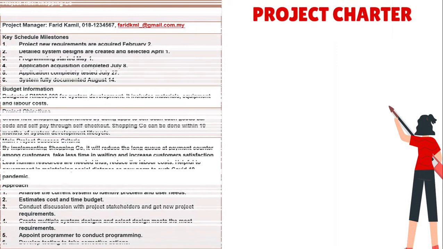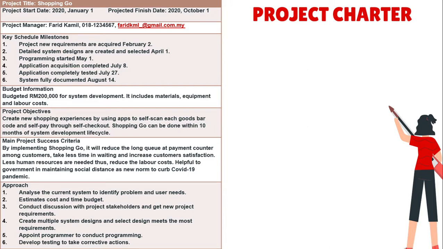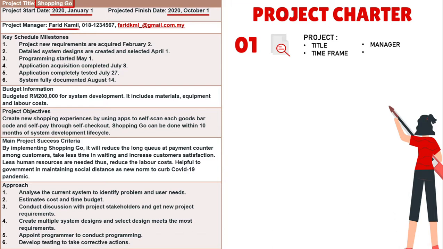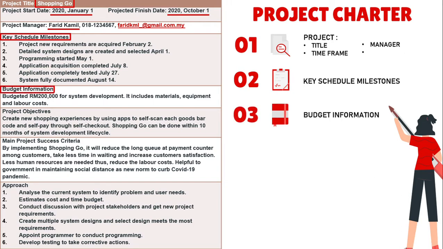Basically, our project charter consists of 6 main elements. First, for project details, our project title is Shopping Go. The time frame is within 10 months, starting on 1st January until 1st October 2020. And we have selected our project manager to lead the overall process, which is Encik Farid Kamil. Second, the key schedule milestones as the tools to track our progress and ensure that we meet our 10 months time frame goals. Third, the budget information, which is we are budgeting the cost of Shopping Go completion at 200,000 ringgit.